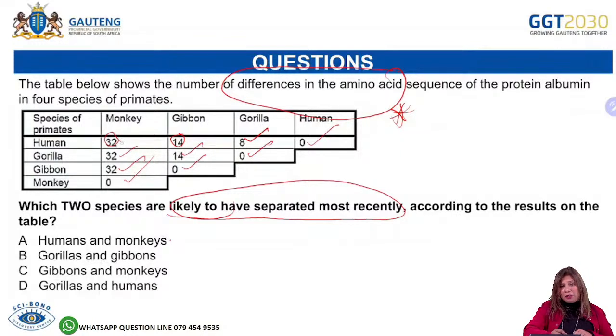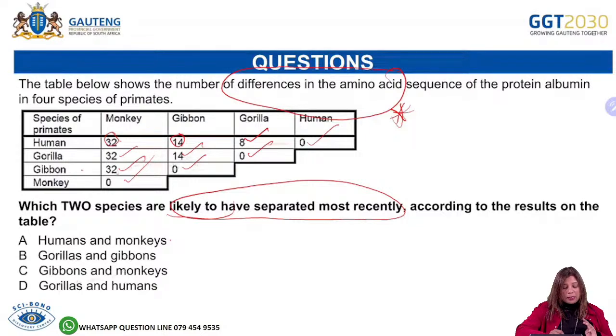Because if there's 32 differences, they were separated a long time ago. Okay? Gorilla and gibbon, 14 differences. Maybe. Gibbon and monkey, 32 differences. No, I think right now 14 is looking like our lucky number.